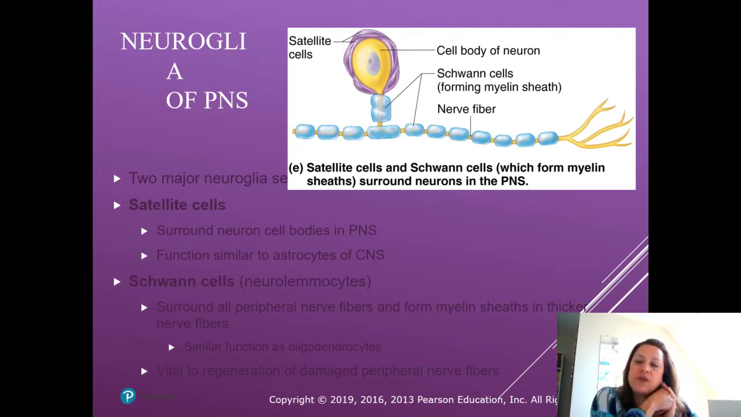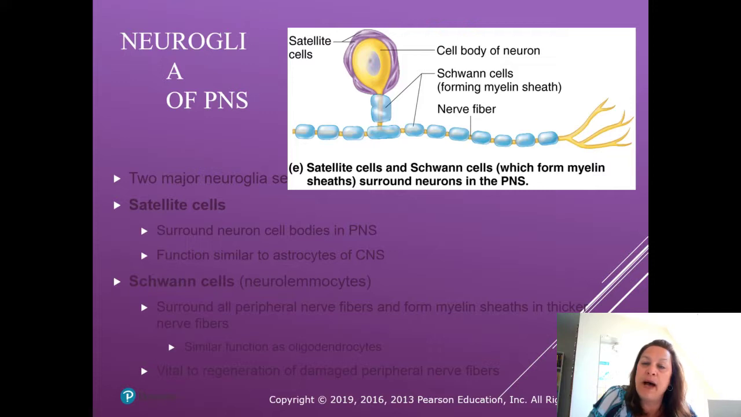In the peripheral nervous system, the two major types of neuroglial cells are going to be what we call the satellite cells, which are those purple, looks like hair that's around the body of the neuron. And those are going to function like astrocytes. They're going to be protective. They're going to be functionally and structurally supportive, right, of the cell body.